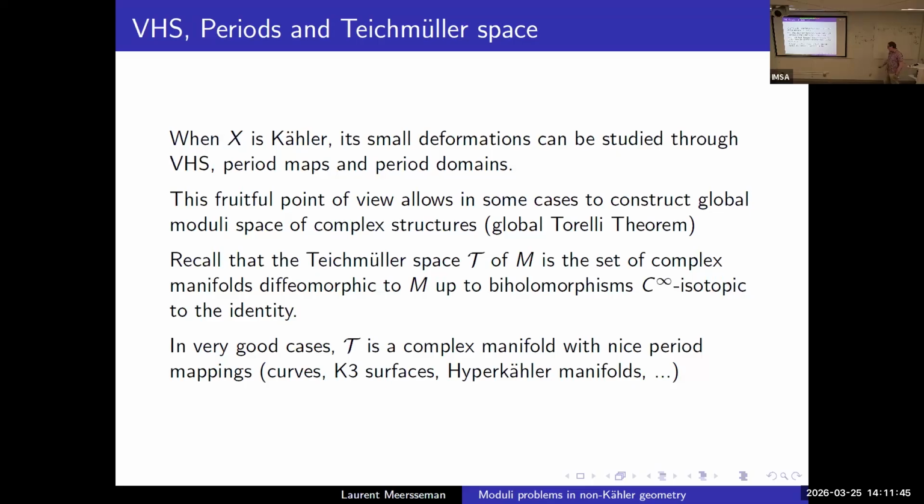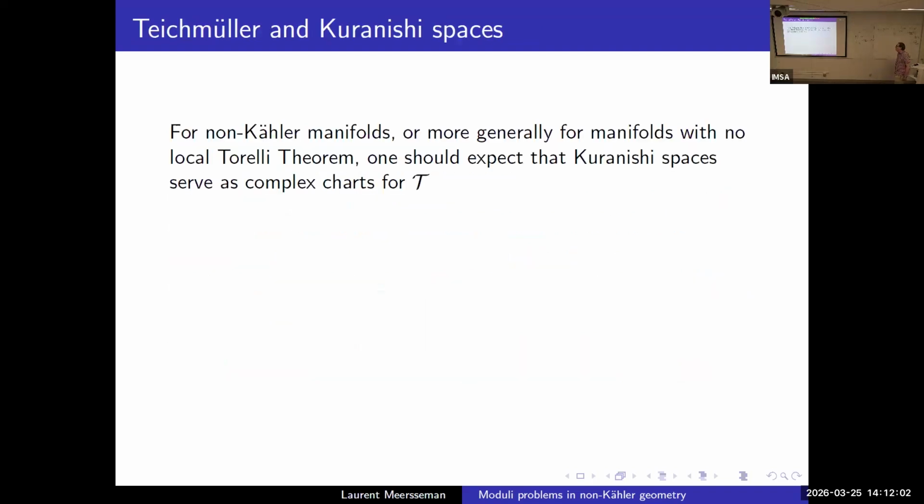But my goal is much more limited than dealing with such complicated, such rich examples. I would like to try to understand how to use Kodaira-Spencer theory to put a complex structure on the Teichmüller space for arbitrary manifolds. So especially I am interested in the non-Kähler case. So forget about variation of structure at this stage. The basic, very simple idea is to say, okay, you take your Teichmüller space, a topological space, and you use the Kuranishi spaces as complex charts.